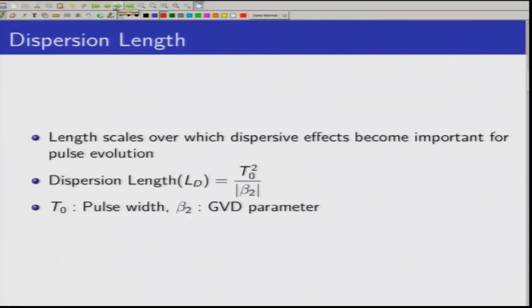For our convenience, it is better to define a length over which dispersion effects become important for pulse evolution. This dispersion length is given by T naught squared over beta 2, where T naught is the pulse width and beta 2 is the GVD parameter. GVD stands for group velocity dispersion parameter.